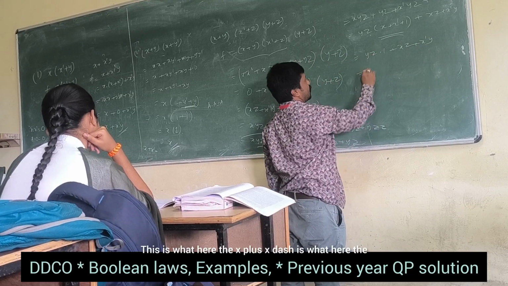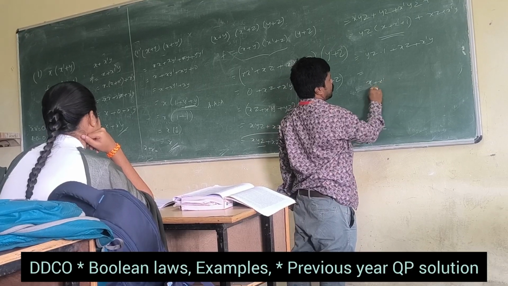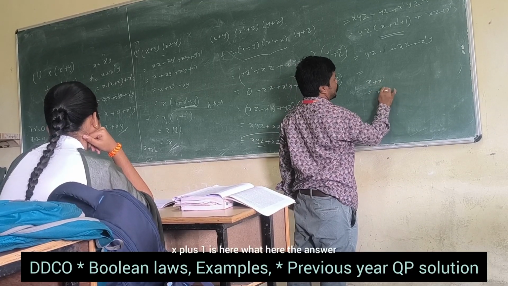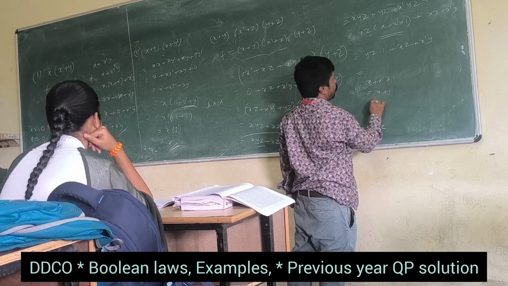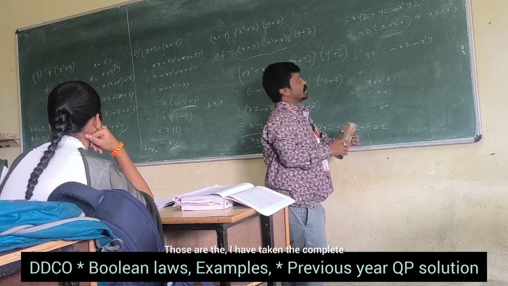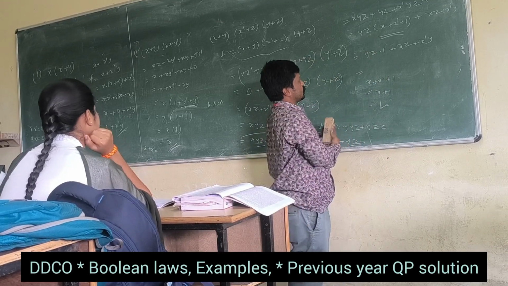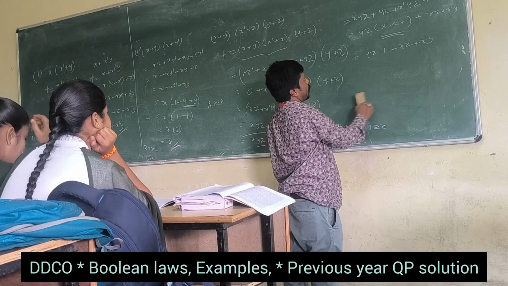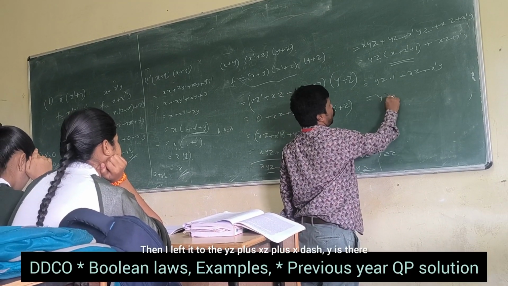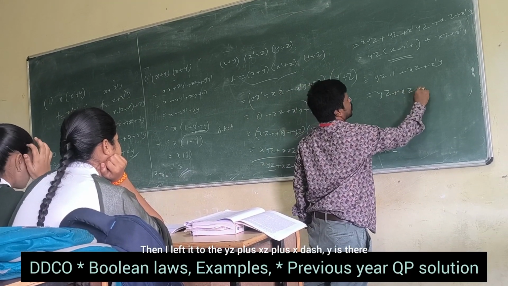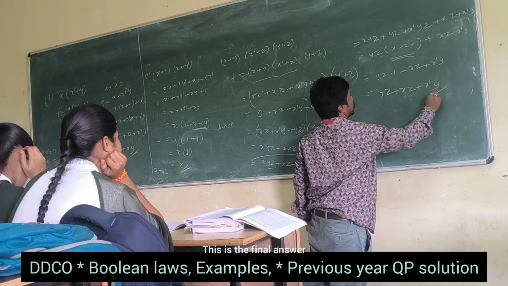Xz plus x dash y. This is what here? The x plus x dash is what here? The x only. X plus 1 is here what? The answer? 1 only. I have taken the complete term as the 1 itself. Then I am left with the yz plus xz plus x dash y. This is the final answer.